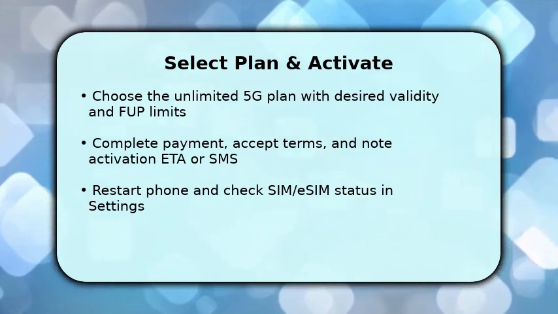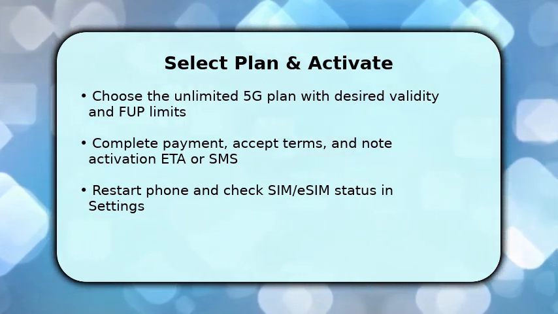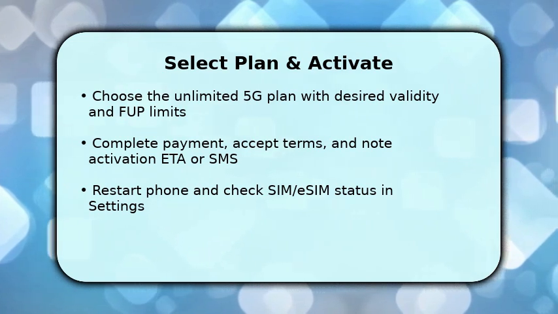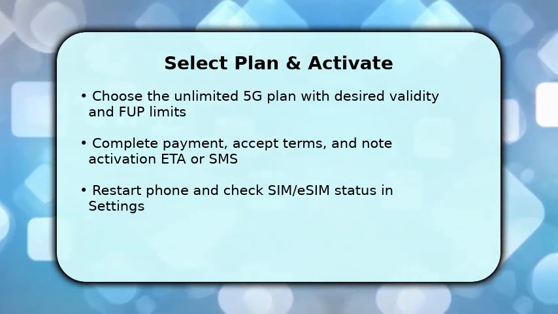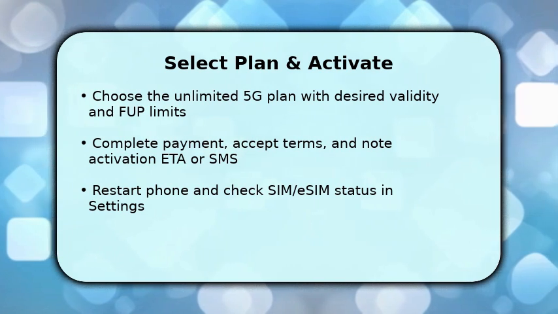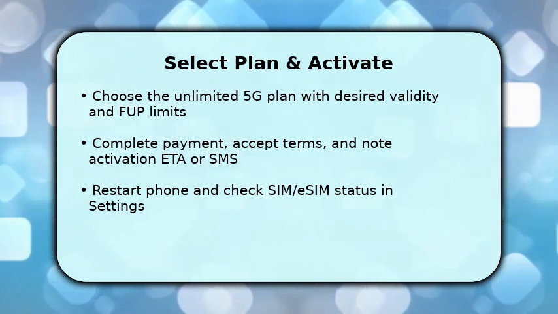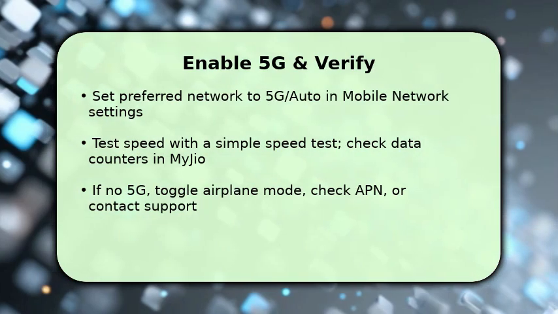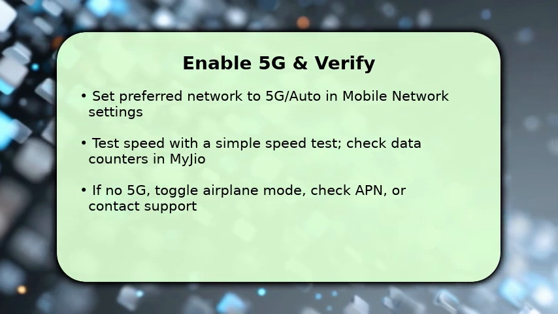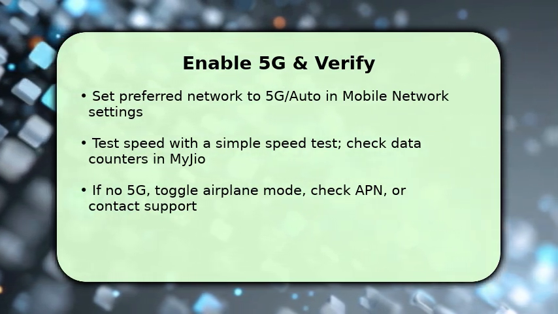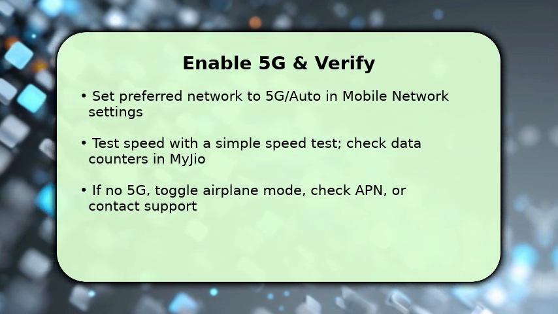Make sure the SIM or eSIM is active in settings and that your carrier profile shows Geo 5G enabled. This completes the activation sequence. You finish by enabling 5G as your preferred network in mobile network settings and then verifying connectivity with a quick speed test and My Geo data counters.